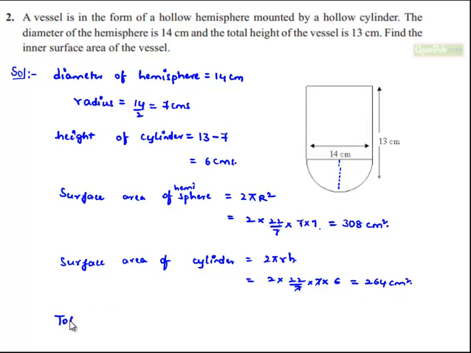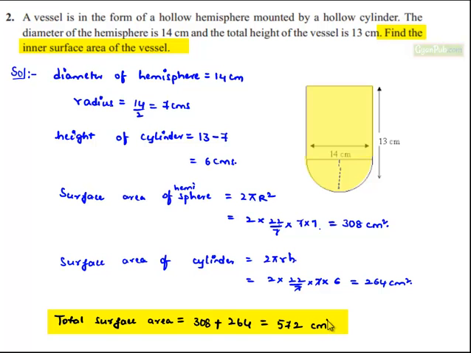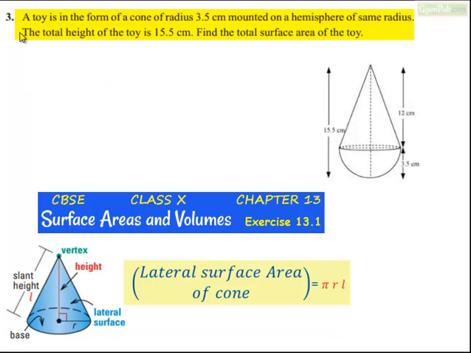Therefore, the total internal surface area is equal to the surface area of the hemisphere, that is 308, plus the surface area of the cylinder, that is 264, which is equal to 572 cm². This is the solution. Now coming to the third question.